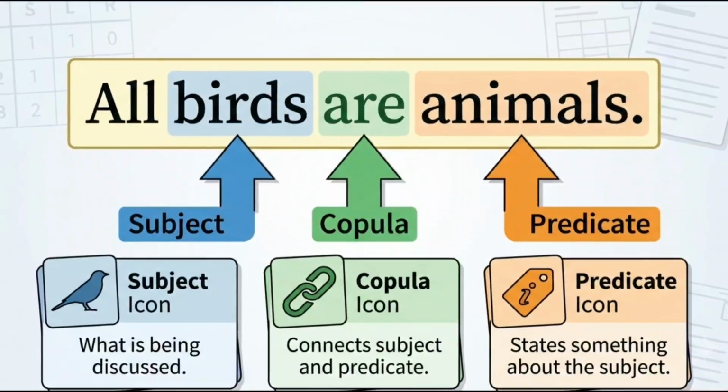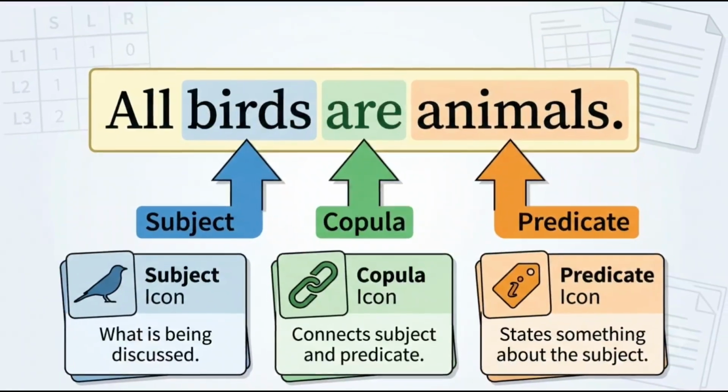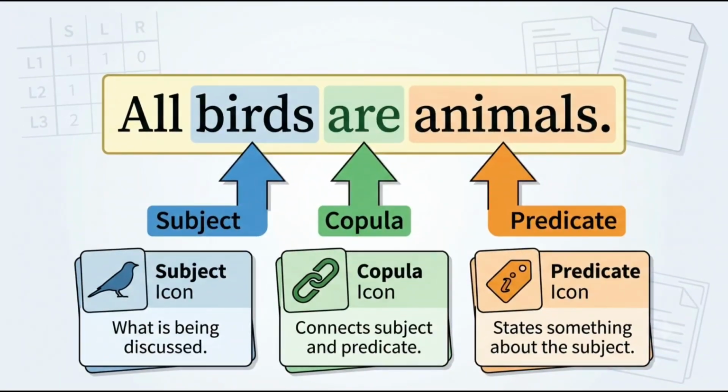Every categorical proposition has three basic components. The subject, which tells us what we are talking about. The predicate, which tells us something about the subject. The copula, usually a word like is or are, which connects the subject and predicate. Together, these three parts form a complete logical statement.